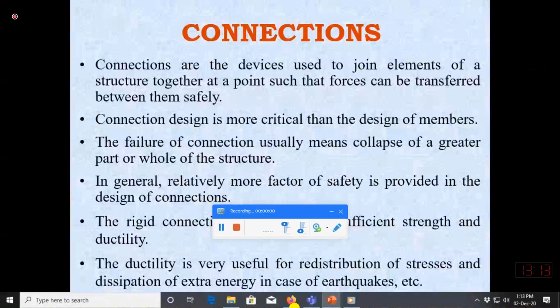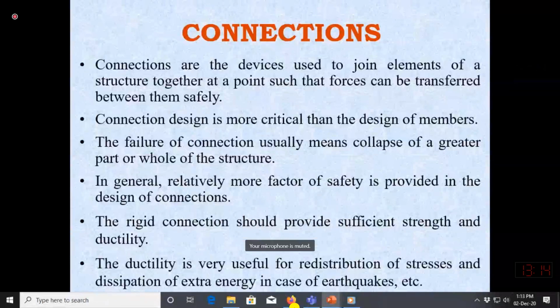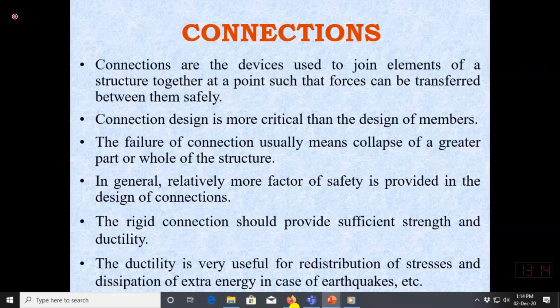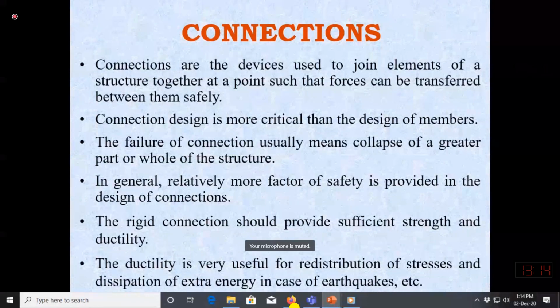Factory. So what we can do, for example, if we want to erect a building, we need to design the beam and column or the various components of our building structure. So we can design beam and column in offices, and then we can fabricate these sections in the factory. And then we need to transport these sections, and then we join them by certain devices. And these devices are called the connection.